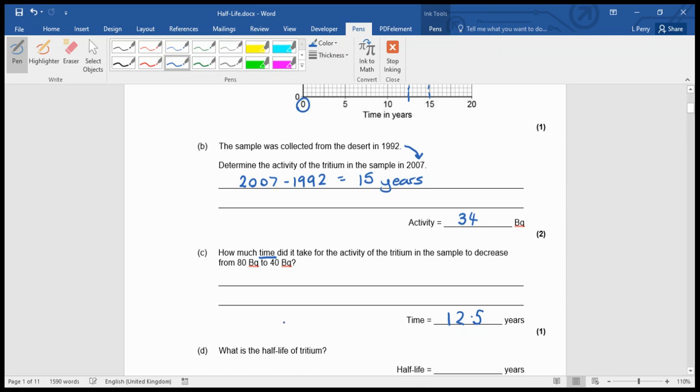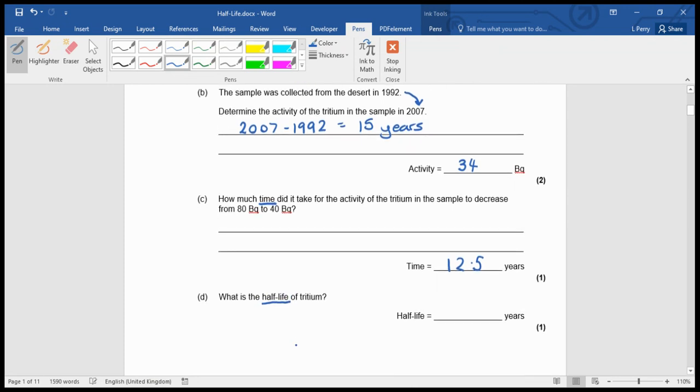And then comes the question about the topic we're talking about. What is the half-life of tritium? So they are asking, how long did it take to halve? Notice I am given no space for any working out, no lines to do any sums, nothing. That means I already know the answer.